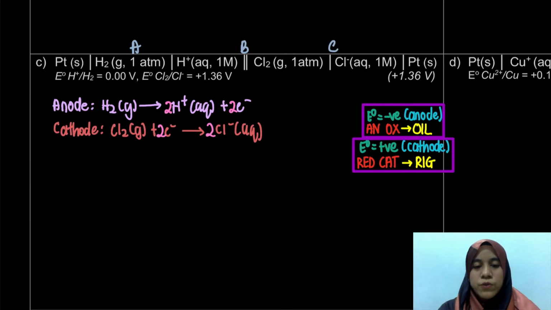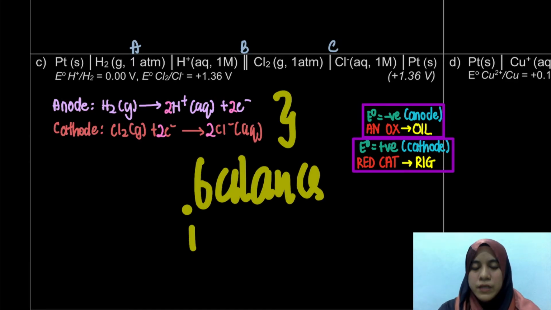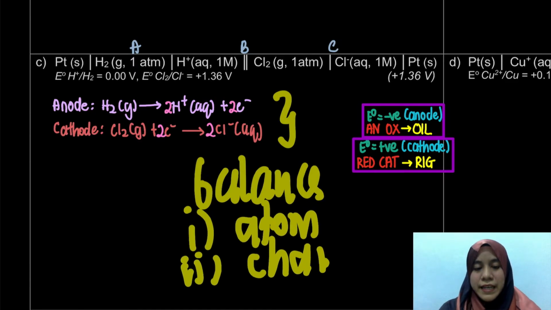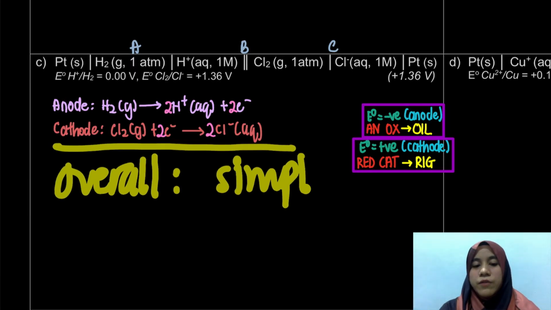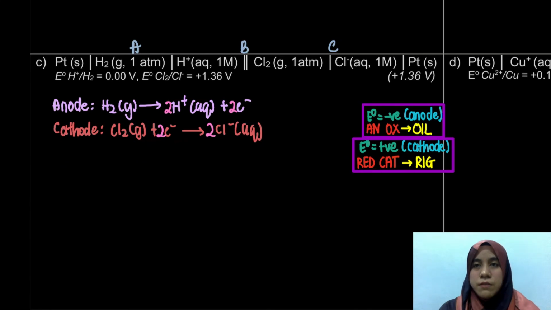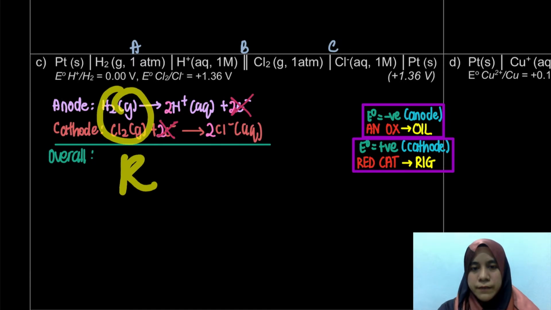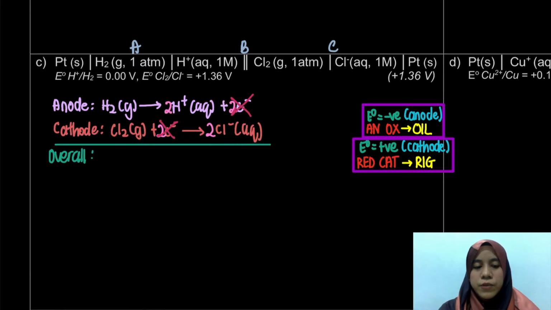Okay, so make sure when you write down the equation, it is balanced. Balance what? Balance the atom first. Okay, next balance the charge by adding the electron. Okay, so for the overall one, we will simplify it by simplifying the number of electrons. Since the number of electrons is the same, it's quite straightforward. We're going to cancel out the electron itself. Okay, and then make sure the reactants are on the reactant side. The product must be on the product side. Okay, so this is actually the reactant H2 gas plus Cl2 gas. We will get 2Cl minus aqueous plus 2H plus aqueous.